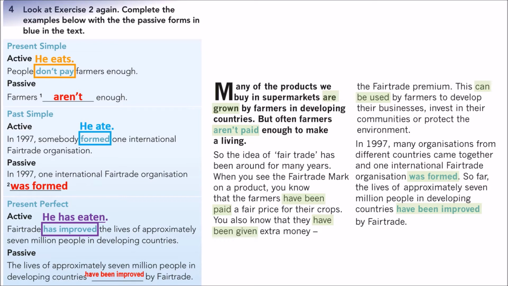In the active voice, we would say he eats in the present simple tense, he ate in the past simple tense, and in the present perfect tense, we would say he has eaten. When you want to change all three sentences to the passive voice, do notice that the tense doesn't change. Here are the passive examples. In the present simple tense, he is eaten. In the past simple tense, he was eaten. In the present perfect tense, he has been eaten.